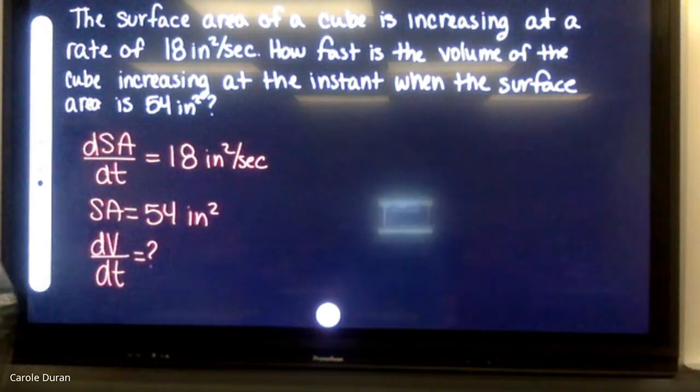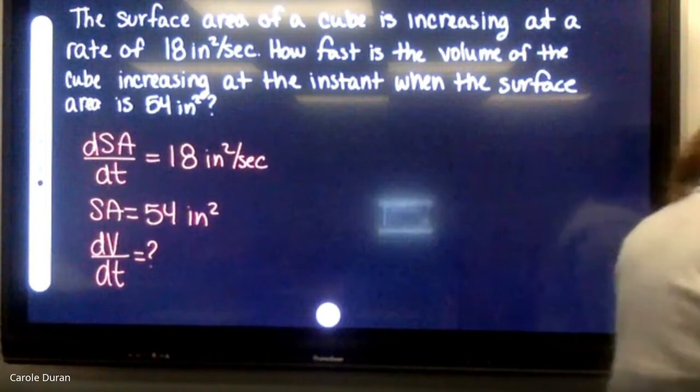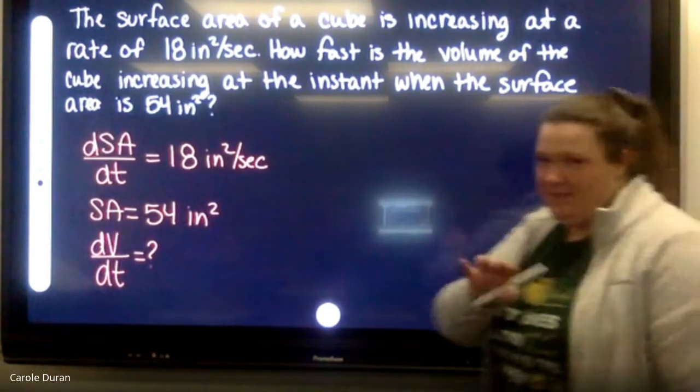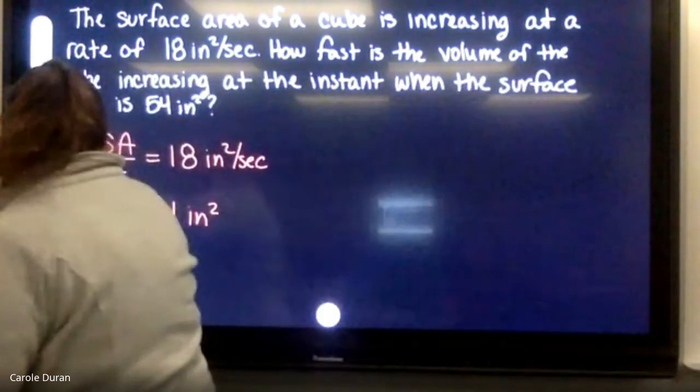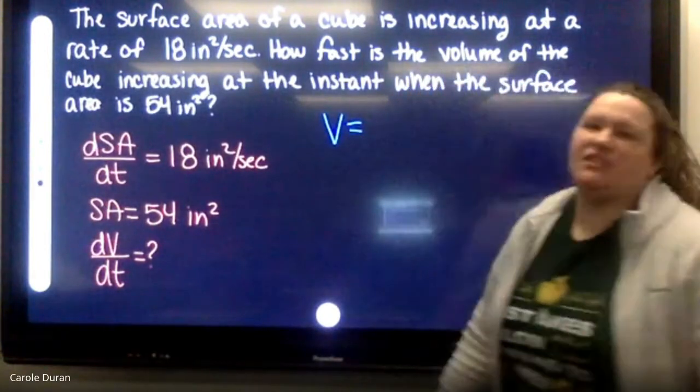I have a question for you. Is there any equation that connects surface area and volume of a cube? I mean, probably. Not directly. So we're going to have two equations that we're going to be working with here. The first equation I clearly have is my volume equation.